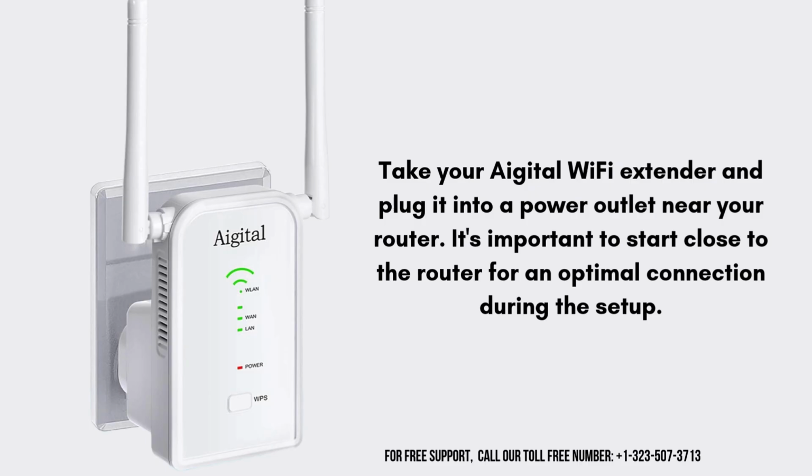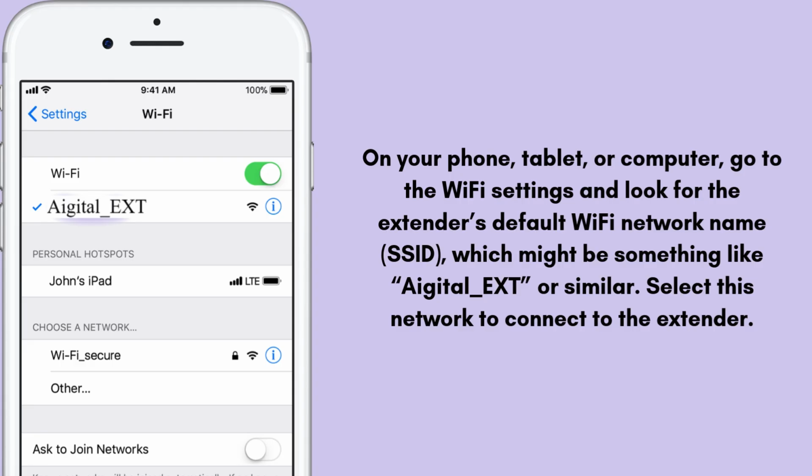Take your Aigital Wi-Fi extender and plug it into a power outlet near your router. It's important to start close to the router for an optimal connection during the setup. On your phone, tablet, or computer, go to the Wi-Fi settings and look for the extender's default Wi-Fi network name, SSID, which might be something like Aigital_EXT or similar. Select this network to connect to the extender.